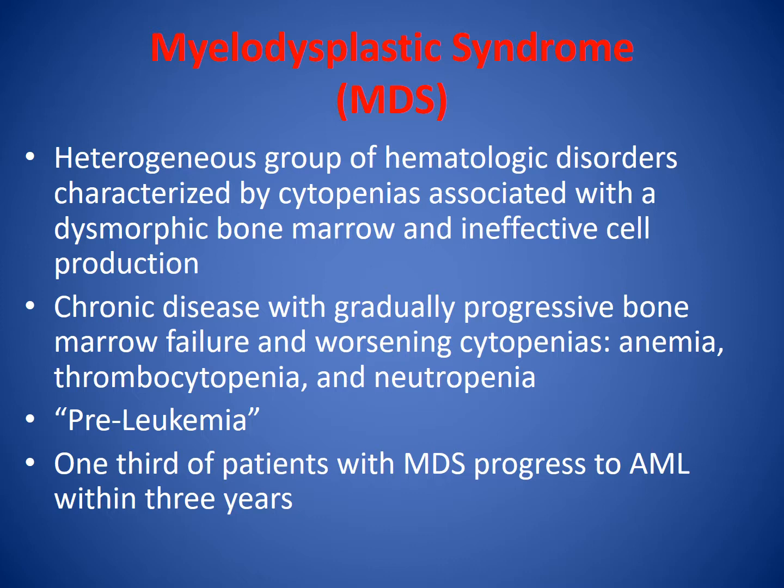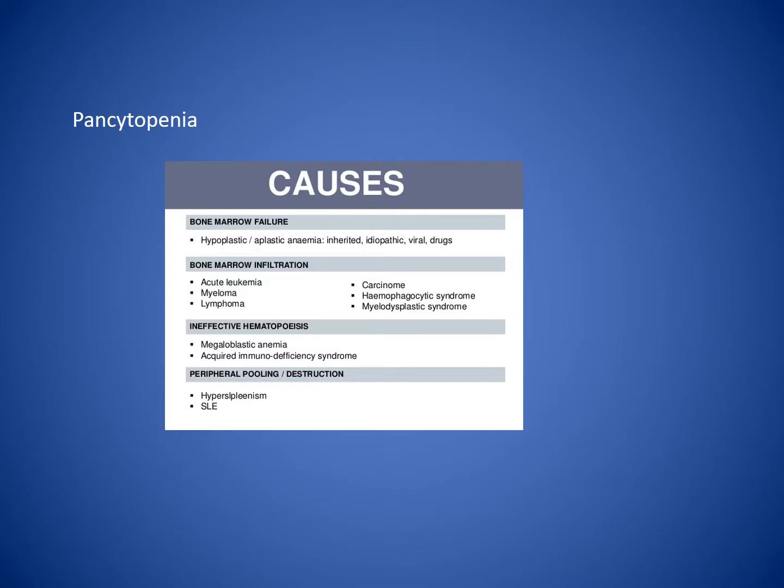Interesting is that 1/3 of patients who start with MDS actually progress into acute myelocytic leukemia within 3 years, which is very interesting. Going back to the pancytopenia, where we have so many cells that we don't have enough of, this little table helps you understand or gives you a better depiction of what am I looking at? What should I be investigating for?